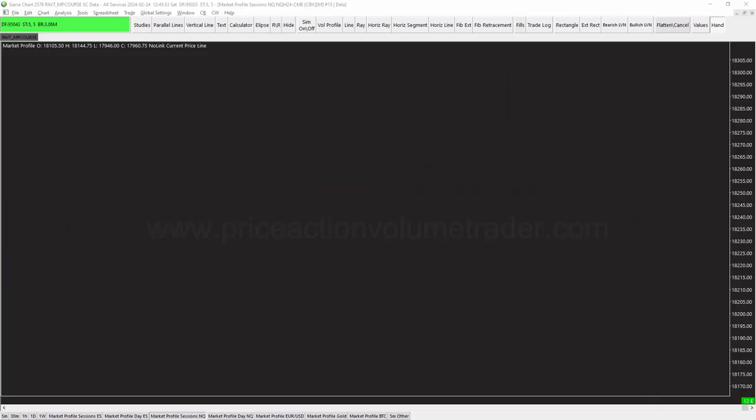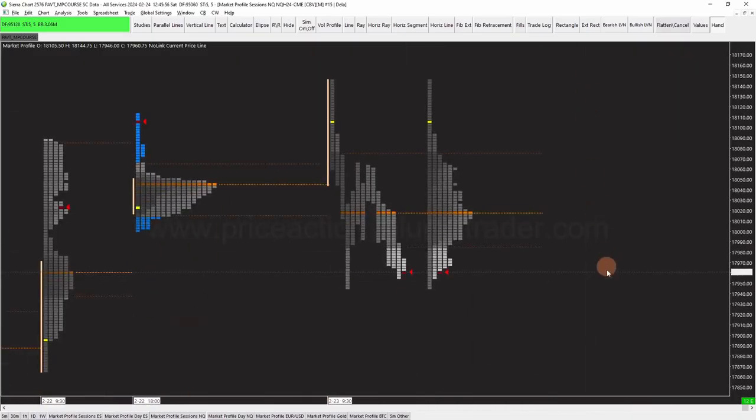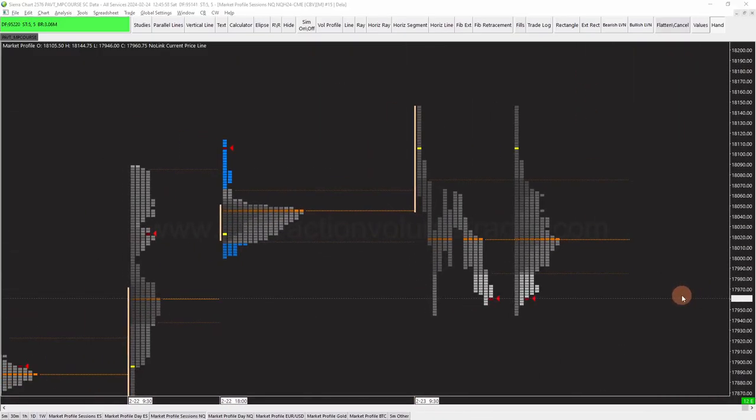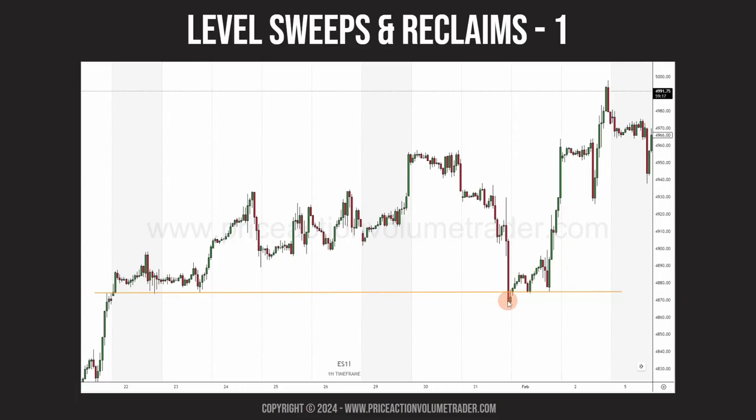So that's the basic premise of false breaks: we are looking for a move above or below a significant level where we would expect support or resistance, and then the market comes back over that level and starts holding it, because we expect a lot of traders to be trapped in those areas.